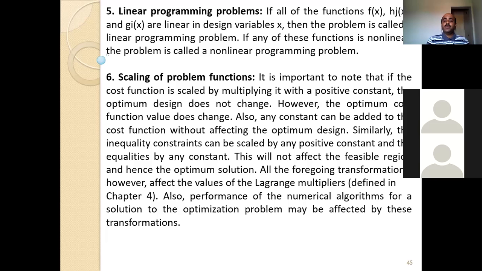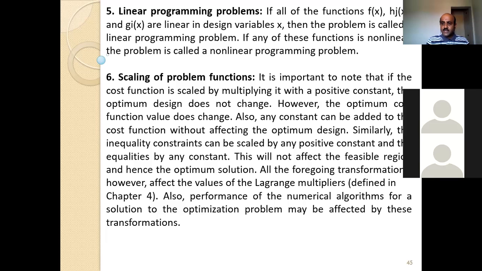So this relationship applies to f of x, the first function, h_j of x, an equality constraint function, and g_j of x, an inequality constraint function. If these functions have a linear relationship with the design variables, then you treat that problem as a linear programming problem. And if these functions are non-linear, then the problem is said to be a non-linear programming problem. There are different approaches for getting solutions for linear programming and non-linear programming.